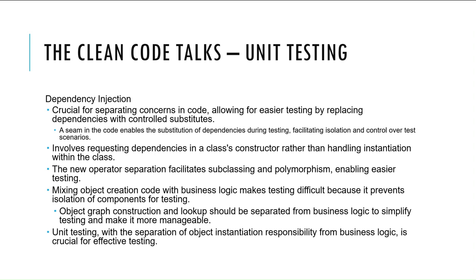Dependency injection. This is crucial for separating concerns in code, allowing for easier testing by replacing dependencies with controlled substitutes. A seam in the code enables the substitution of dependencies during testing, facilitating isolation and control over test scenarios. Dependency injection involves requesting dependencies in a class's constructor rather than handling instantiation within the class.